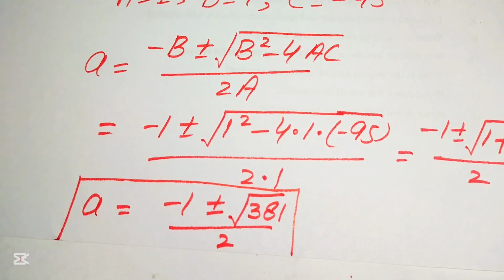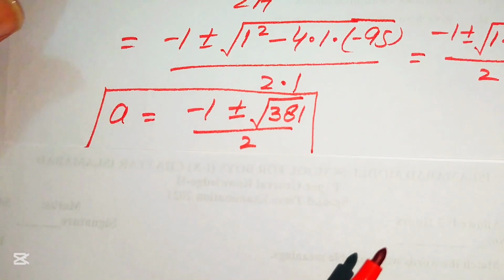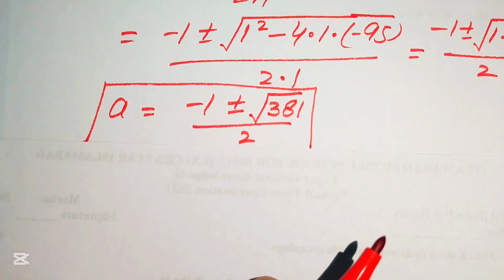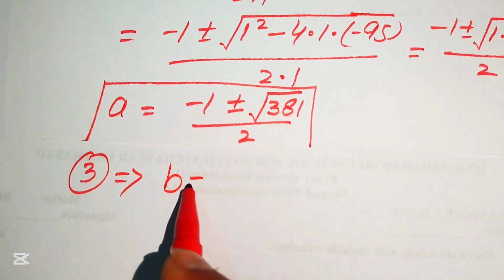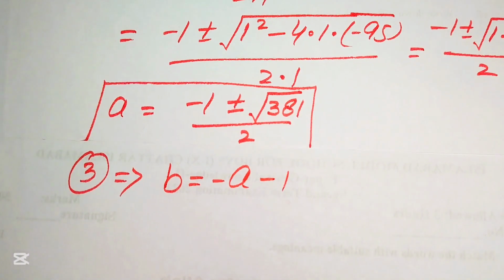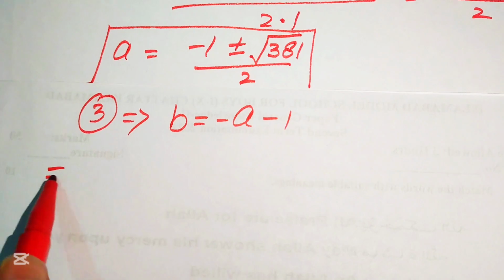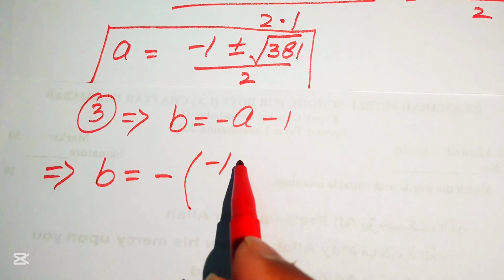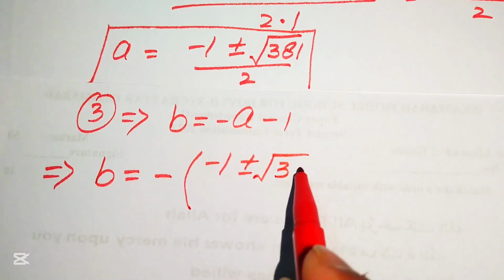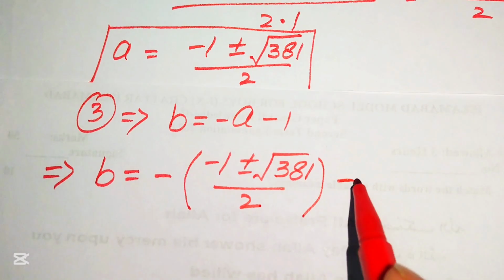And now from this value of a we need to find the corresponding values of b. So here we will first copy down equation number 3. Equation number 3 implies that b equals minus a minus 1. This is our b, and we will substitute the value of a here, and it will be written as b equals minus a. The value of a is minus 1 plus-minus square root of 381 divided by 2, and this is minus 1.